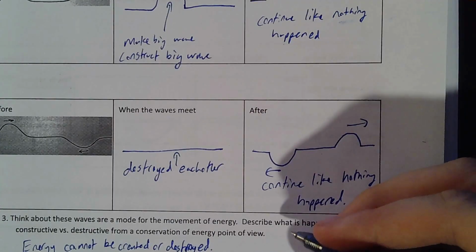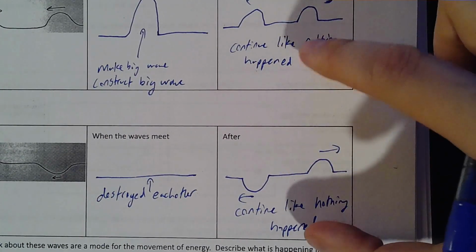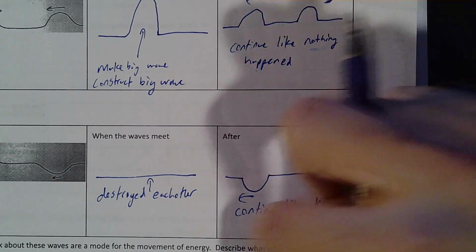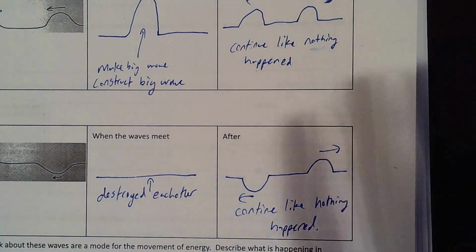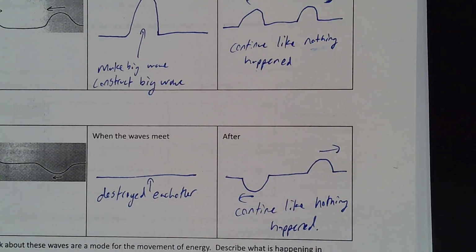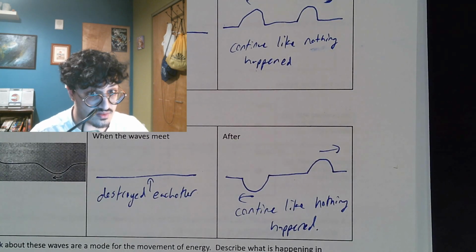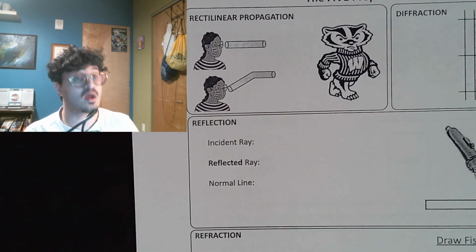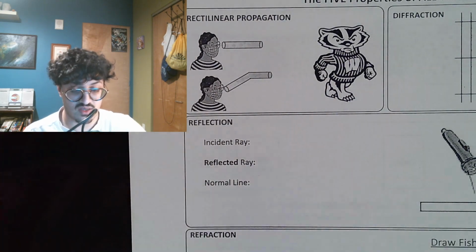And recall, this only happens when these two waves are in the same place at the same time. Once they stop being in that same place at the same time, well, the waves continue on like nothing happened. They are not affected by each other when they're in different places. So just keep that in mind. That's how we're going to do this. Okay? Let's flip over to the other page, and we're going to talk about the different properties that all waves have. The 5 properties of waves.